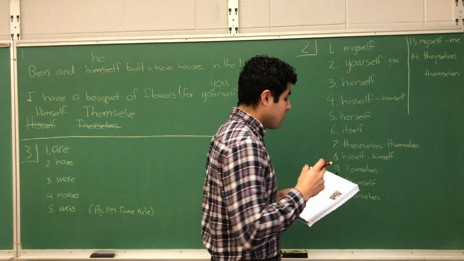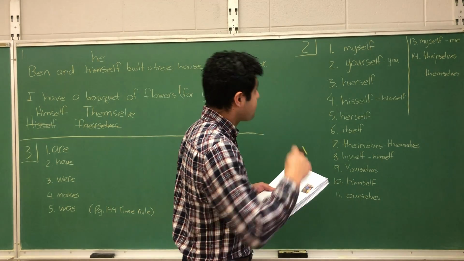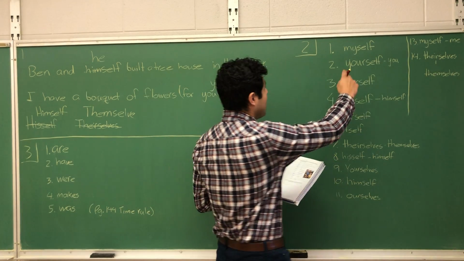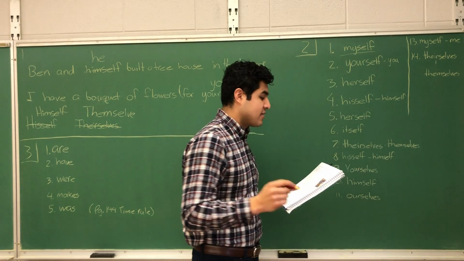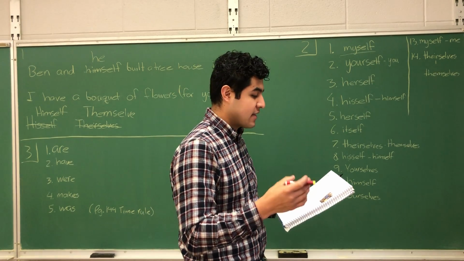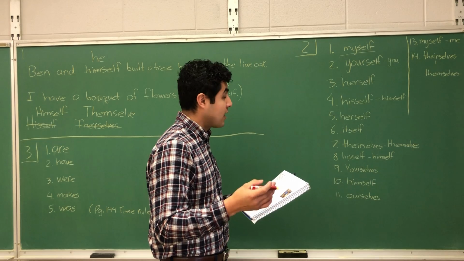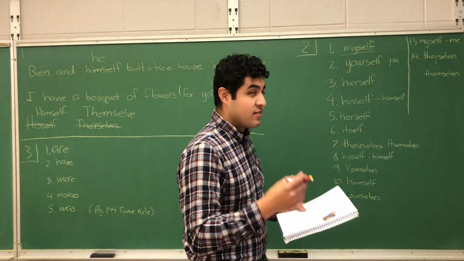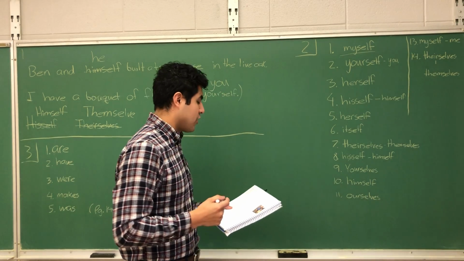Okay, so number one, the floor was so shiny, I could see myself. So here we see the compound pronoun myself. Myself in this sentence is referring back to I, the subject of that part of the sentence. So I could see myself. So in this case, the compound pronoun is being used correctly. So you would write correct on the blank.